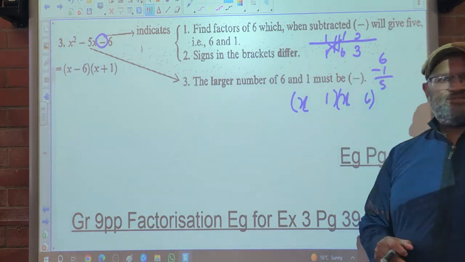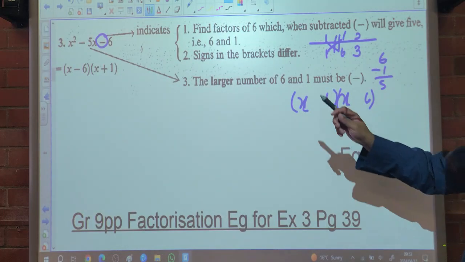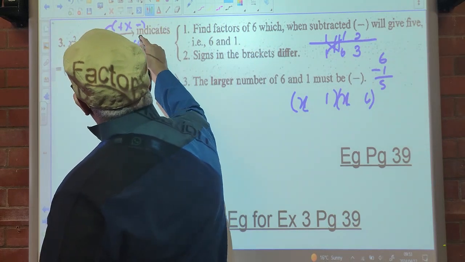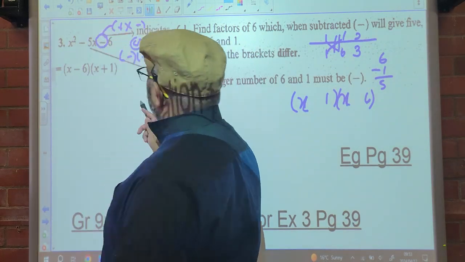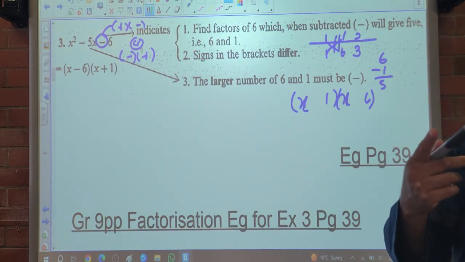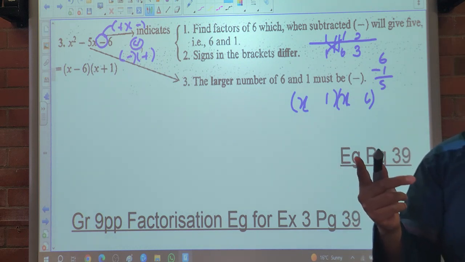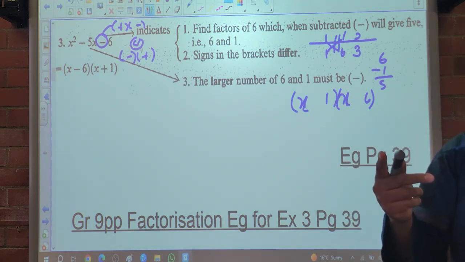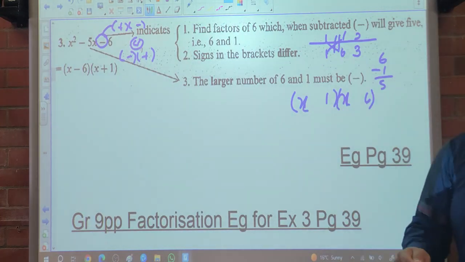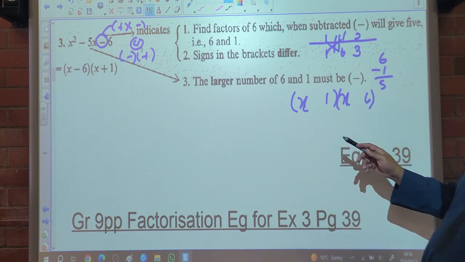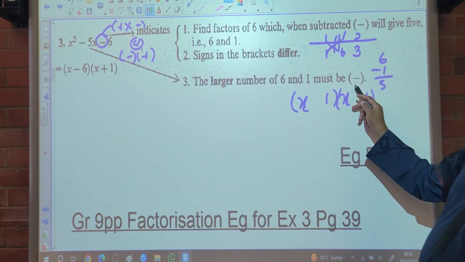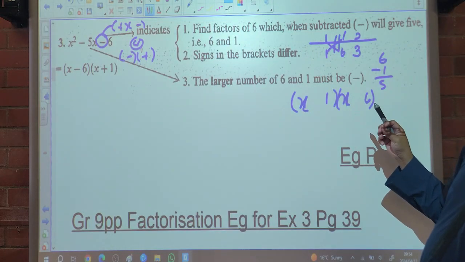What about our signs? Signs in the brackets differ. Why must the signs differ? 1 plus 1 minus, or 1 minus 1 plus. Because a positive times a negative is negative, or a negative times a positive is negative. You guys understand it? So, one must be positive, one must be negative. Can I put it anywhere? No. We must look at the larger number of 6 and 1. The larger product must be negative.